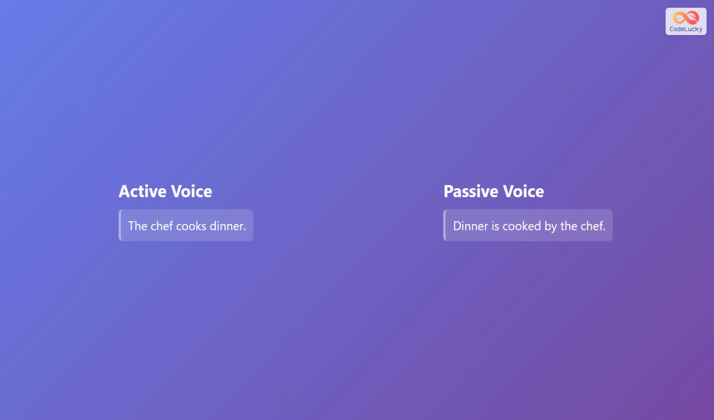Look at this active voice example. The chef cooks dinner. The chef performs the action. Now see the passive version. Dinner is cooked by the chef. Dinner receives the action while the chef performs it.